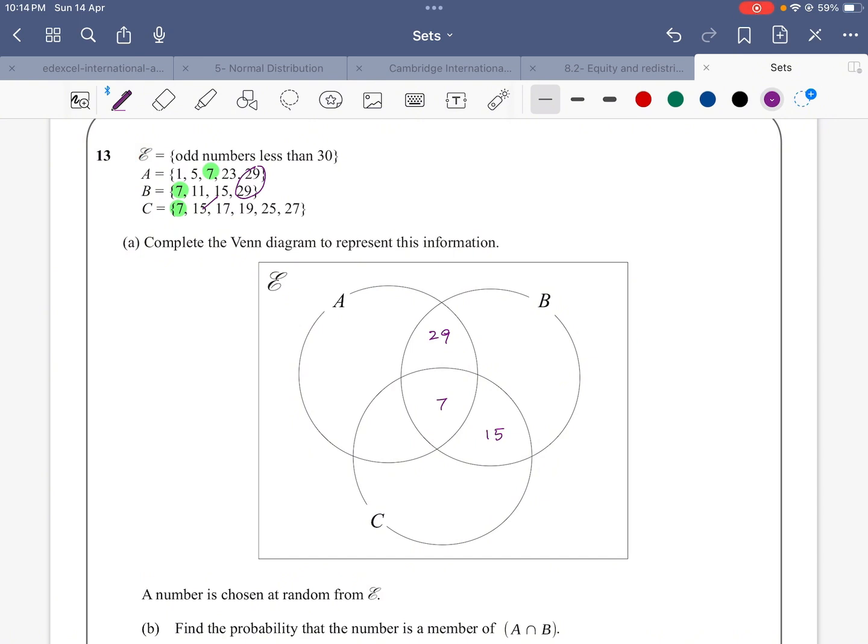Now, what is left in A? 1 and 5. What is left in B? 11. That's it. And what is left in C? We have 17, 19, 25 and 27. Now the question is, does the order matter? The order in which we write the numbers?